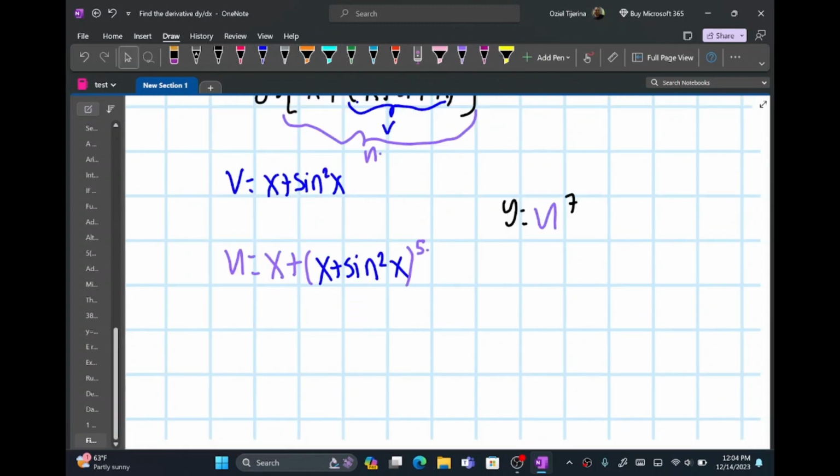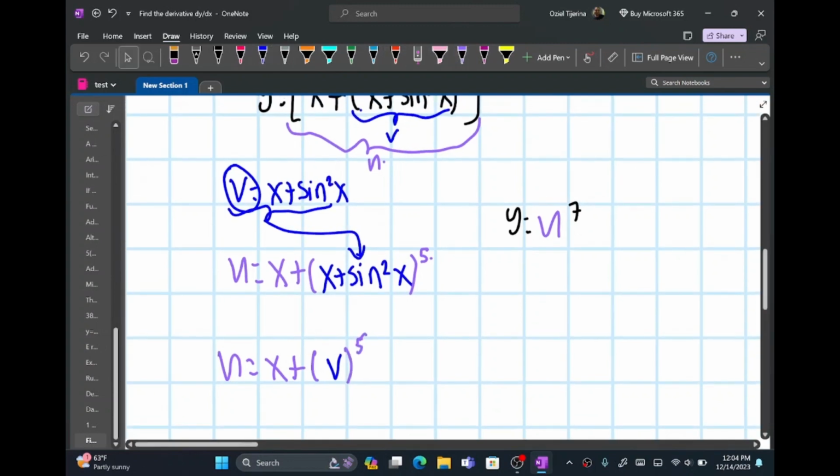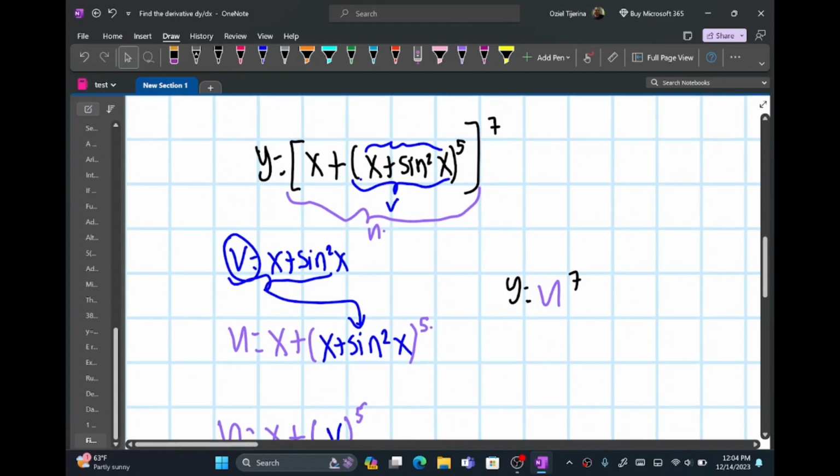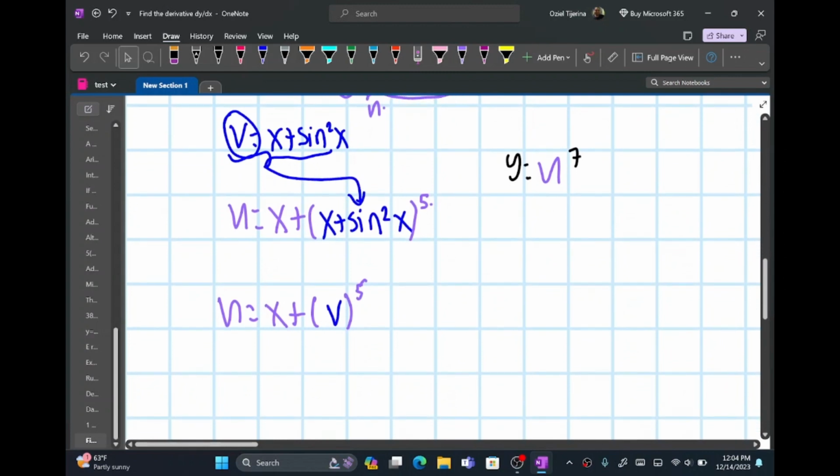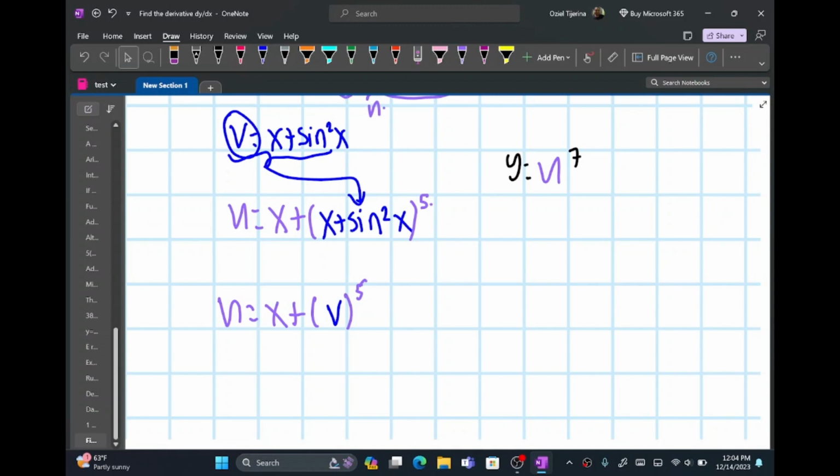And then I am going to go ahead and substitute this into this. So I'm going to say that u is x plus the quantity v raised to the 5th power. I'm going to take the derivative of v with respect to x, and then the derivative of u with respect to v, and then the derivative of y with respect to u. So this is how it's going to go.